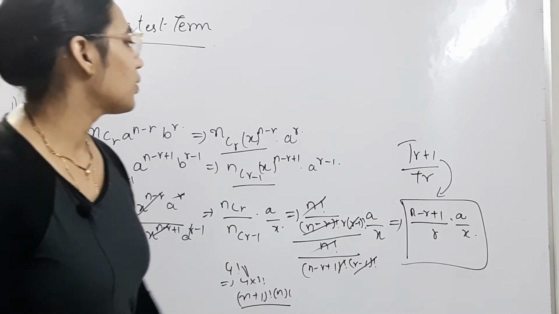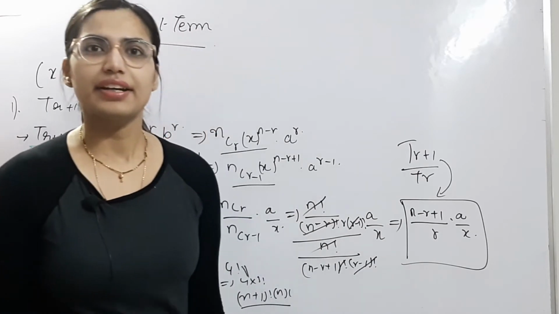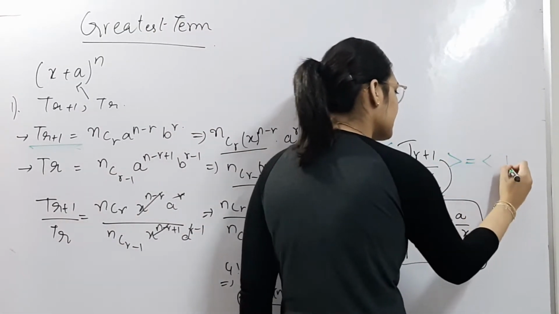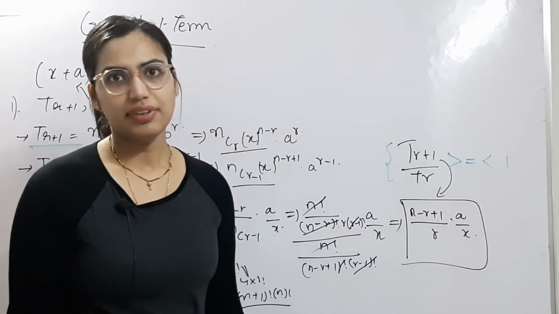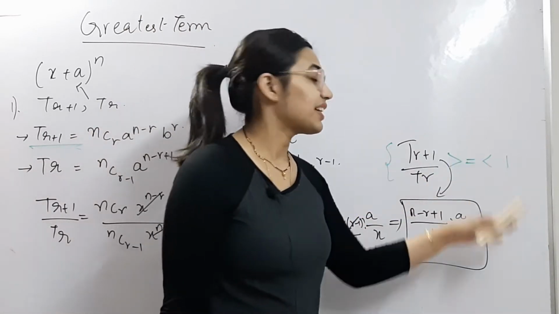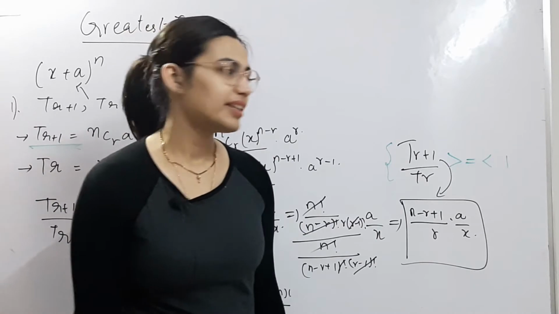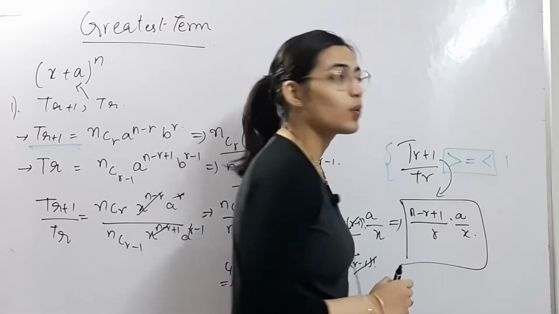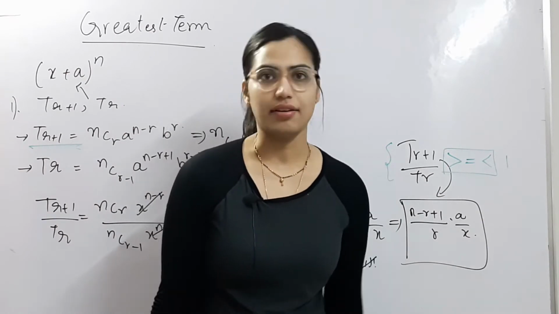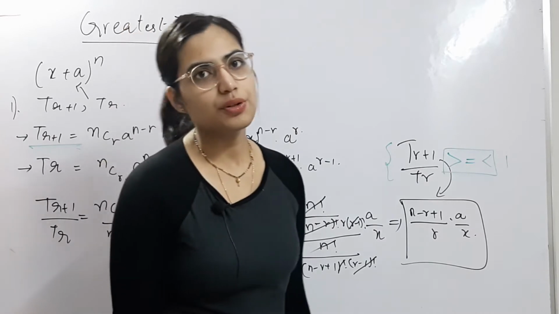Right. So now if you observe this, if you divide T(r+1) and T(r), this division can be greater than, equal to, or less than 1. Because if you divide, you might get exactly 1, you might get a value greater than 1, or you might get a value less than 1 as well. So that means there are 3 possibilities applicable to T(r+1) by T(r). Isn't it? It can be either greater than, less than or equal to 1.